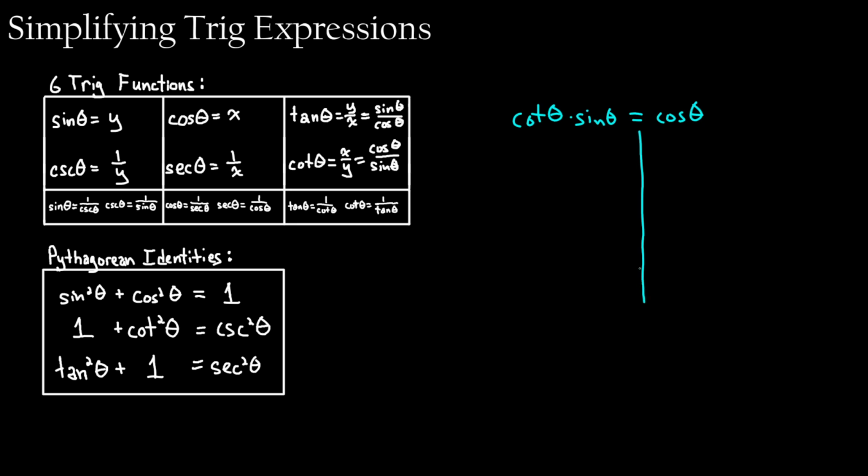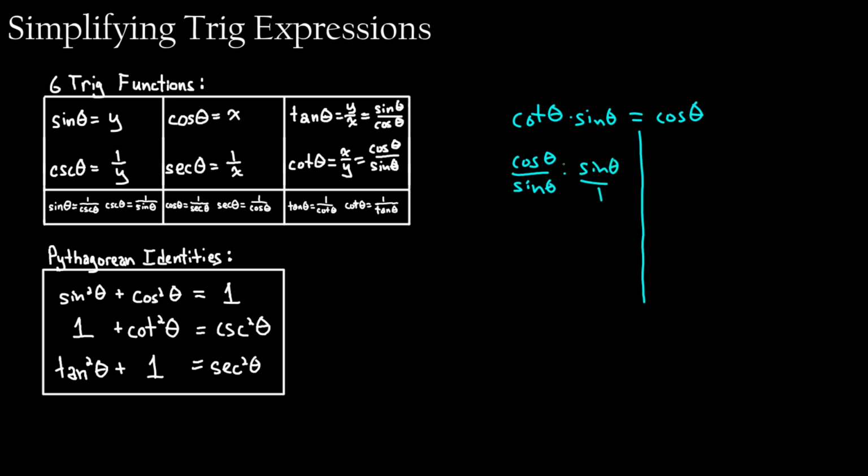So I'm going to put a little line down here so I don't work on this side over here. I'm going to do my normal thing, the same as simplifying. In this case, there's no squared, so I'm not going to look at the Pythagorean identities. I'm just going to use the six trig functions and rewrite everything in terms of sine and cosine. So cotangent is the cosine of theta over the sine of theta, times the sine of theta, which is just sine of theta over 1.